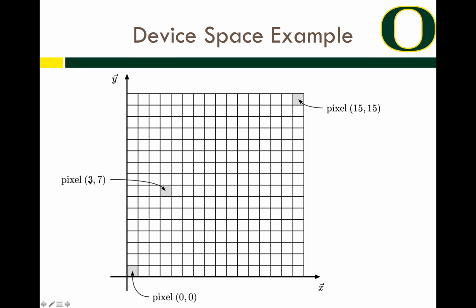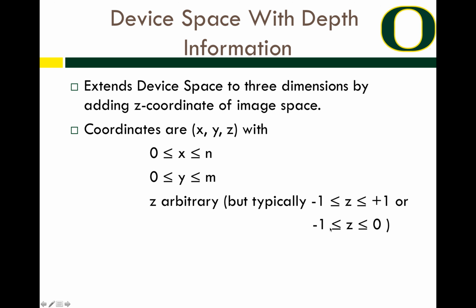And of course, as I already mentioned, we're in this weird space where we're doing device space with depth information. And so this is now where the coordinates are from 0 to n, where n is the width, and 0 to m, where m is the height. But now we have a z, and the z again is going to go from -1 to +1 or -1 to 0.